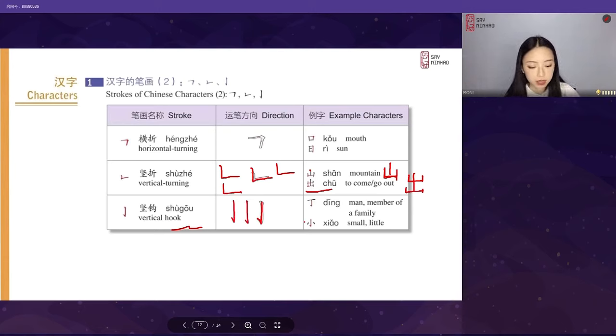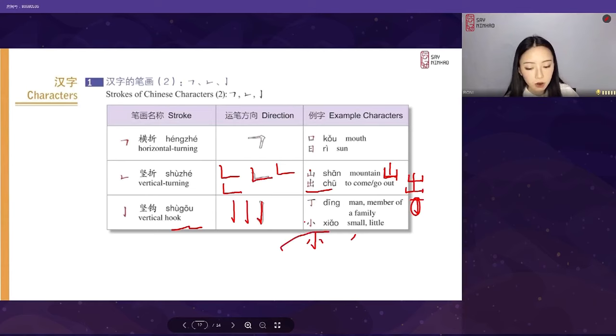Really easy one. Now let's see the example characters. First one is Ding, which means the member of a family. There is a horizontal first here and then a vertical hook. Another example is Xiao, which means small and little. We can see the vertical hook is in the middle and two dots here. This is Xiao and the vertical hook.